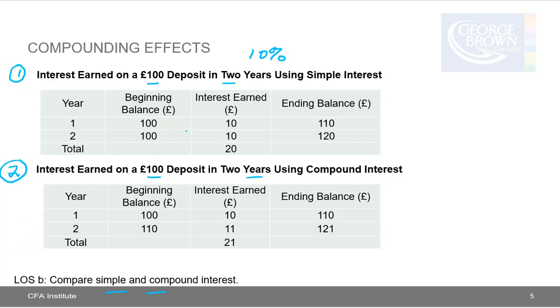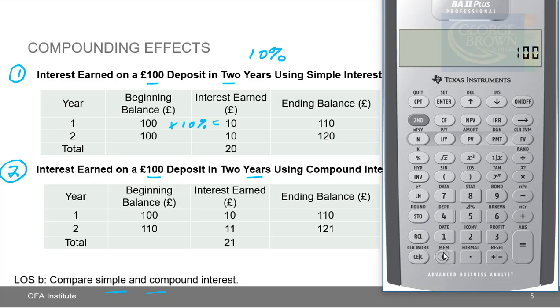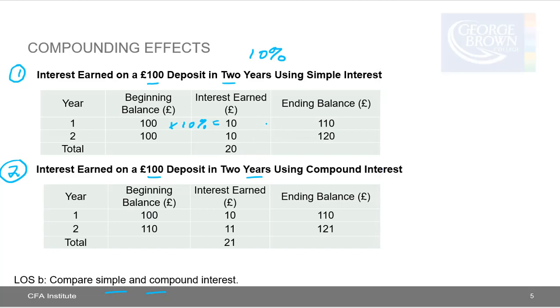If we start with simple interest, the underlying assumption of simple interest is that interest is not reinvested, and thus it is calculated on the amount of the original principal. So you can see here that £100 times 10%, the interest earned is going to equal £10, which is really easy. 100 times 0.1, 10%, equals £10. Therefore, the ending balance at the end of the first year is £110. Now in the second year, the interest is still being calculated on that original principal amount.